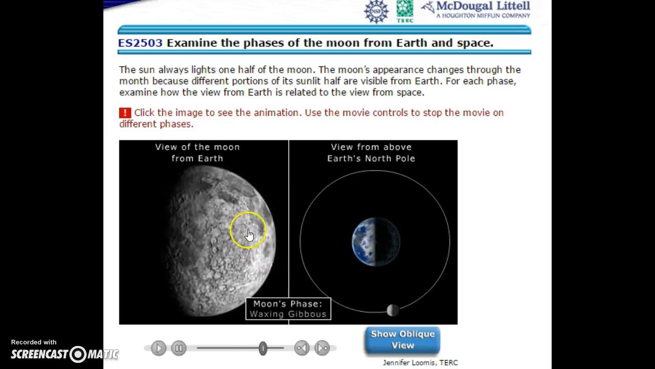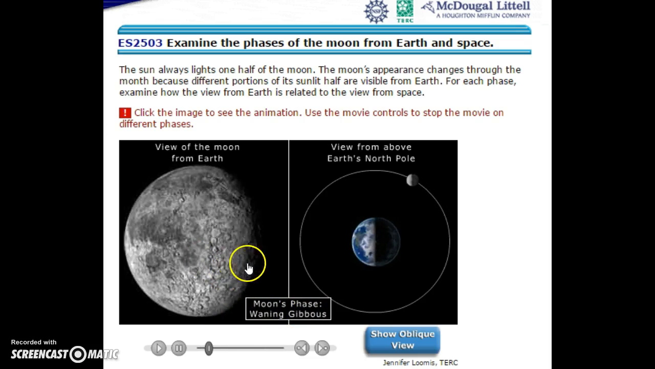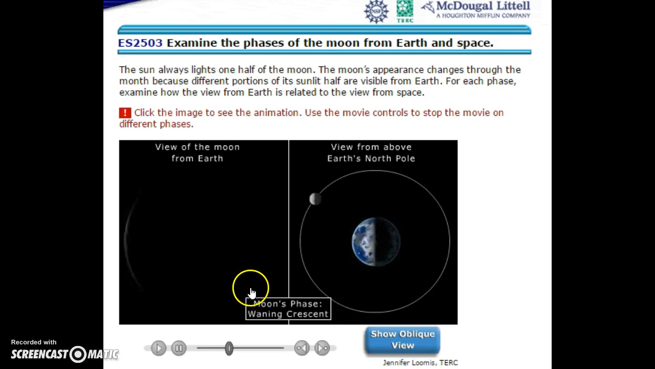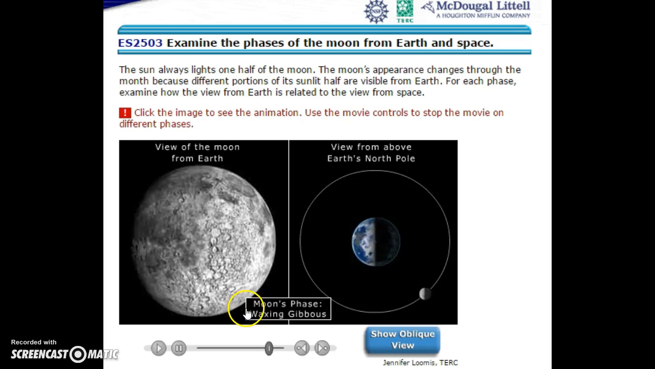Notice we're paying attention to the right-hand side. So here it's going through the phases. So I'll start over here. Full moon phase, waning gibbous, third quarter, waning crescent, new moon. Now it's going to be waxing crescent, first quarter, waxing gibbous, and back to full moon.